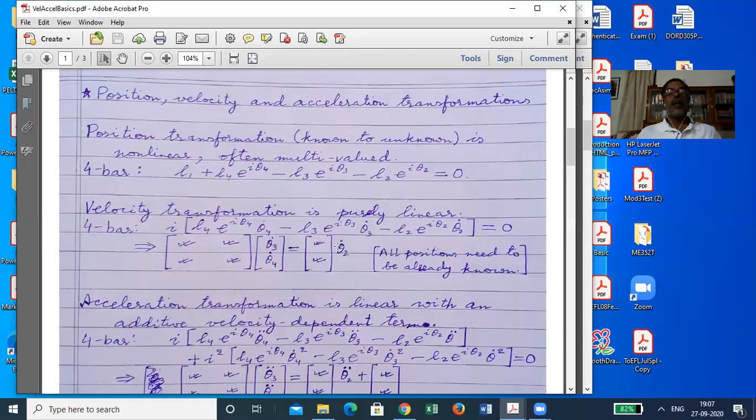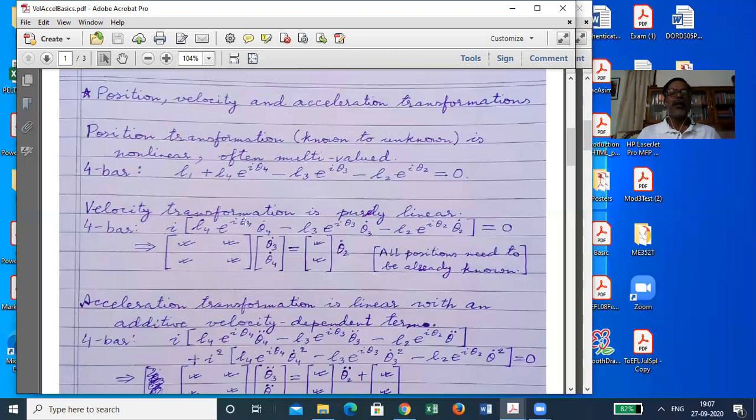But since the coefficients involve the position terms theta 2, theta 3, theta 4 etc., therefore to start the calculation on velocities, all positions need to be solved to begin with. Similarly, now make note that this is a pure linear transformation. Pure linear, and the difference of pure and impure linear you will see when you consider the acceleration transformation.